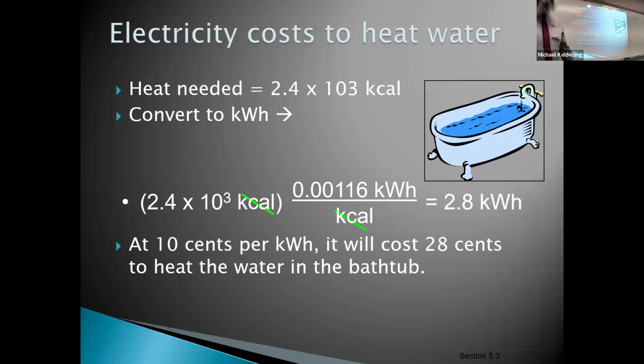And if you wanted to convert that to kilowatt hours, that's about 2.8 kilowatt hours. And at 10 cents a kilowatt hour, it would cost 28 cents to heat water in the bathroom.